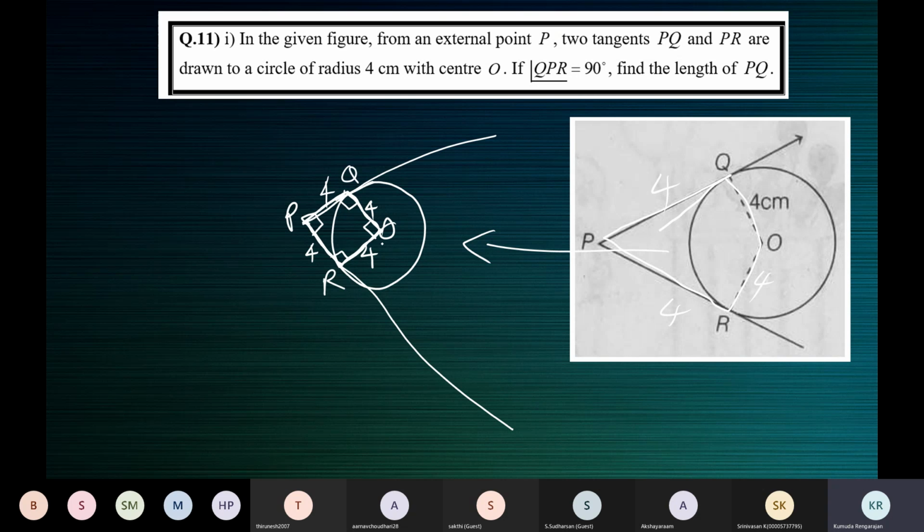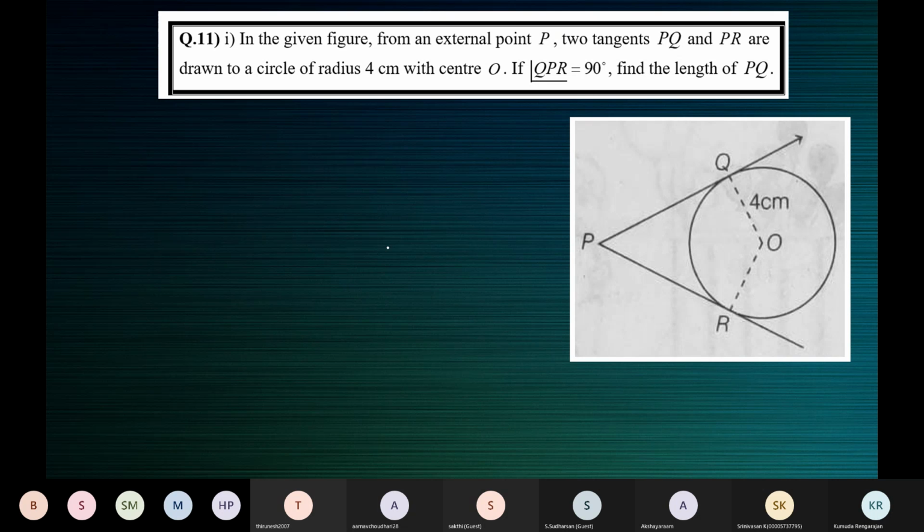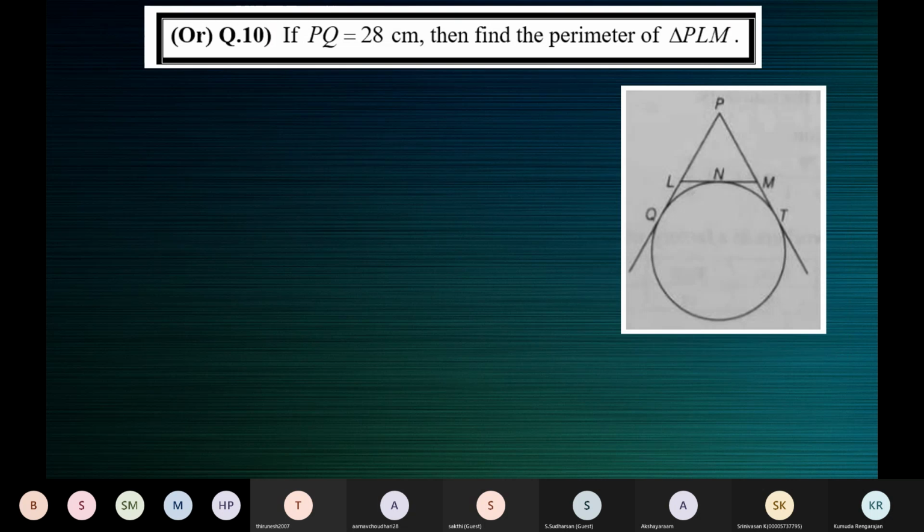ORPQ is a rectangle because every corner is a right angle. It's a square because the adjacent sides are equal. So we proved it's a square. That means all the sides are equal and hence PQ is 4 centimeters.